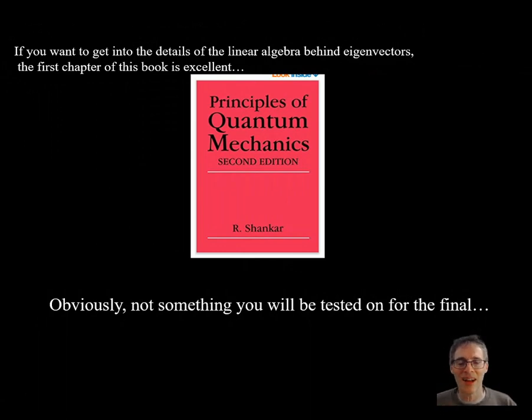So this is obviously not something you'll need for the final. There's lots of really great stuff in this first chapter. This is my favorite treatment of basic linear algebra, in the first chapter of the Shankar book, Principles of Quantum Mechanics, including proofs of things like that eigenvectors of Hermitian matrices are orthogonal for an orthogonal basis. So there's a really nice proof of that in this book if you're interested.